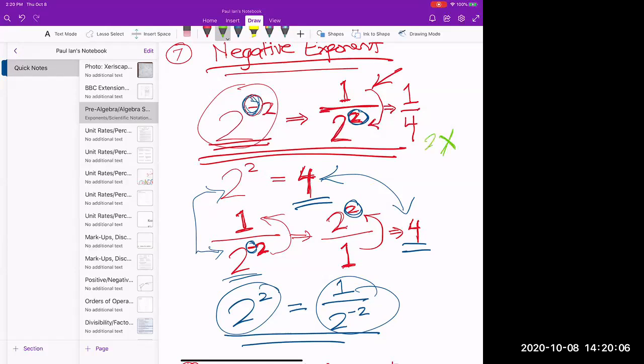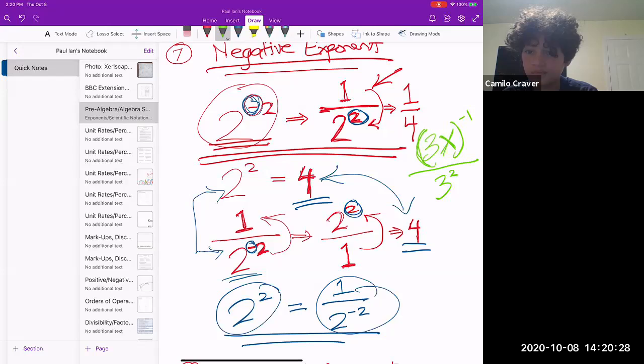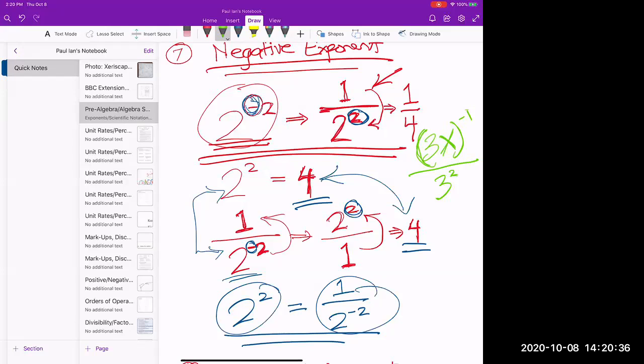Let's try another. And what if you had this guy right here? What if this is negative 1? And you're applying it to our parentheses now. And then let's see, 3 squared. What do you do first? First, you put the exponent on both of them. Which exponent? This guy? Yeah, negative 1. So you do that first, that's the parentheses.